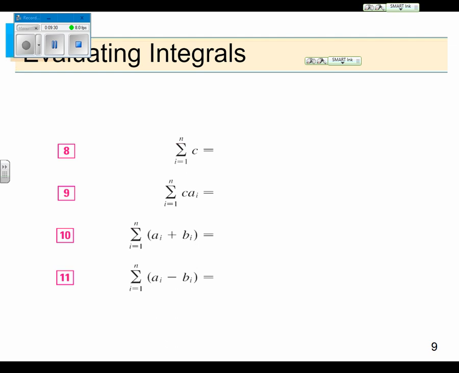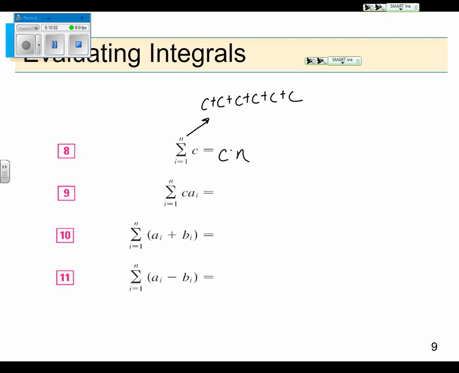When we did our sums, we always said that the sum of C, n times, is just C times n. Let me talk to you about that real quick. The sum of C means I'm going to add C to itself, C plus C plus C plus C plus C, an n number of times. If I add C to itself n times, that's my definition of multiplication, C times n. So that's where that comes from. Keep that in mind.